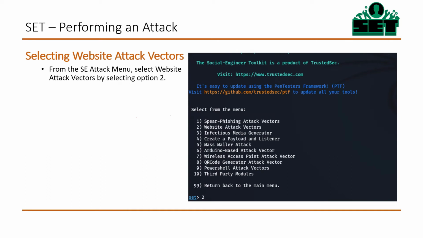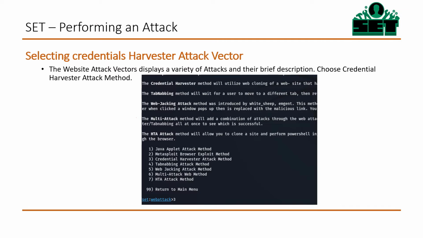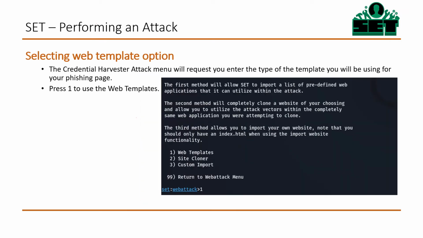Selecting website attack vectors from the social engineering attack menu, by selecting option 2. Selecting credential harvester attack. The website attack vector displays a variety of attacks and their brief description. Choose the credential harvester attack method. Then select the web template option. The credential harvester attack menu will request you to enter the type of template you will be using for your phishing page. Press 1 to use the web templates.